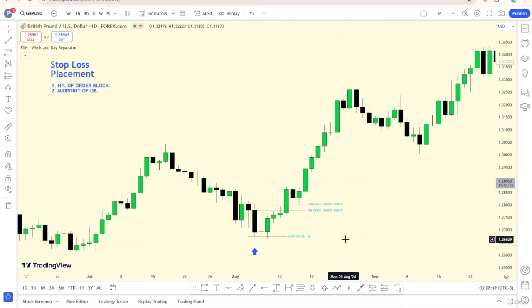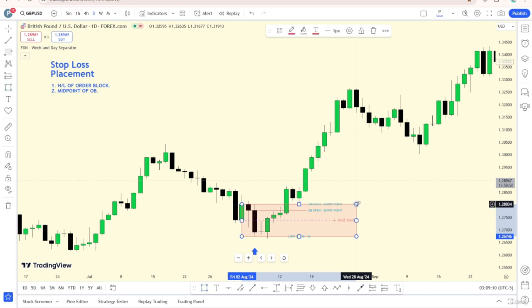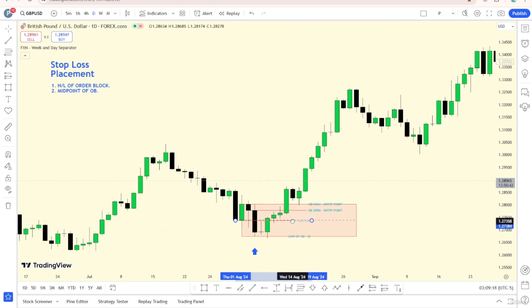And again, as we said, this is a conservative area where you can place your stop loss. Make sure that you are subtracting at least 2 to 3 pips below it for your stop loss. The more aggressive place you can place your stop loss is the midpoint of the order block. Once we have that on the entire order block's range, we can determine that midpoint right there. So that is our midpoint. We have the midpoint of the order block.